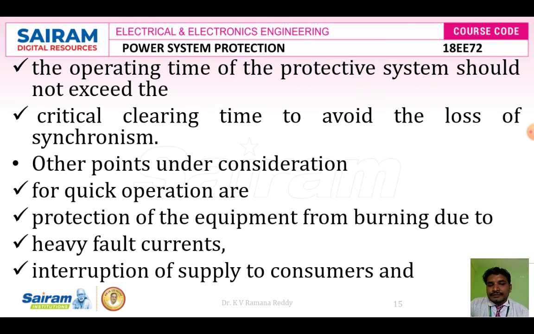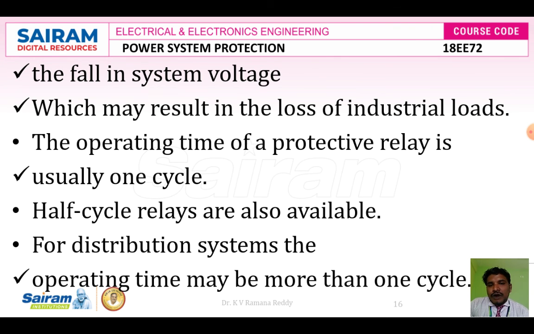Otherwise, we lose the synchronism of two or more generators commonly operating at one point, or otherwise serious damage may happen. Other points under consideration for quick operation are protection of the equipment from burning due to heavy fault currents, interruption of the supply to consumers, and the fall in system voltage which may result in loss of industrial loads.